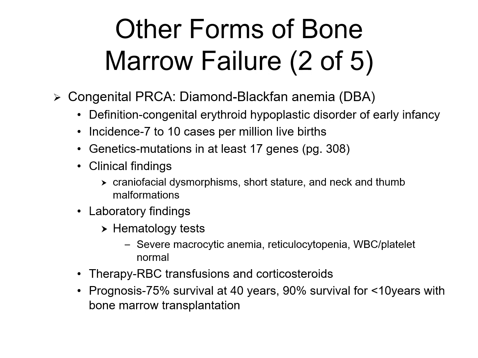Diamond-Blackfan anemia is a congenital pure red cell aplasia. By definition, it is a congenital erythroid hypoplastic disorder that presents in early infancy. It is characterized by severe anemia due to a deficiency in red blood cell precursors, while white blood cells and platelets typically remain unaffected. Luckily, it's a rare disorder, occurring in about 7 to 10 cases per million live births.